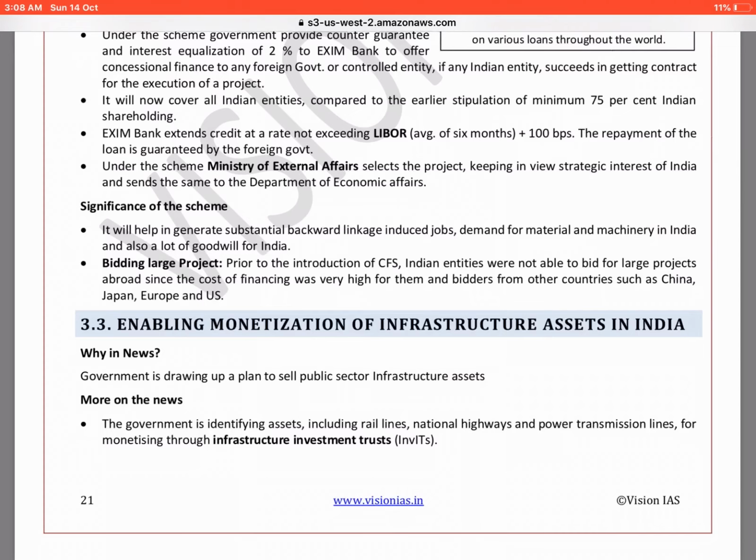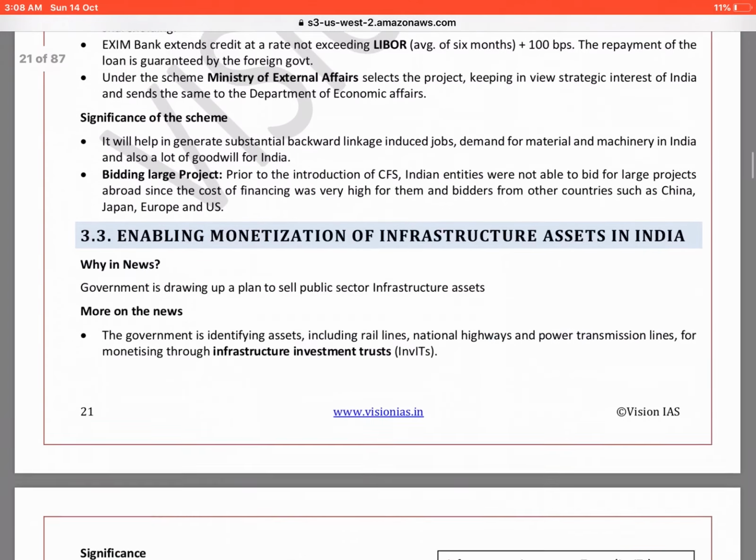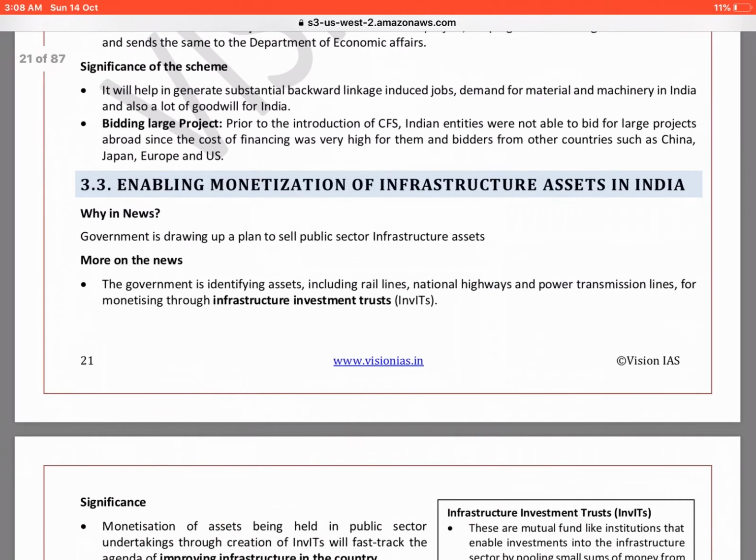So this comes under Ministry of External Affairs. They select the project keeping in view the strategic interest of India and send the same to the Department of Economic Affairs. So what is the significance of the scheme? That it will help in generation of substantial backward linkages, induce job, demand for material and machinery in India, and also goodwill for India. So if we invest in foreign projects, there will be a demand, domestic demands also will be growing.